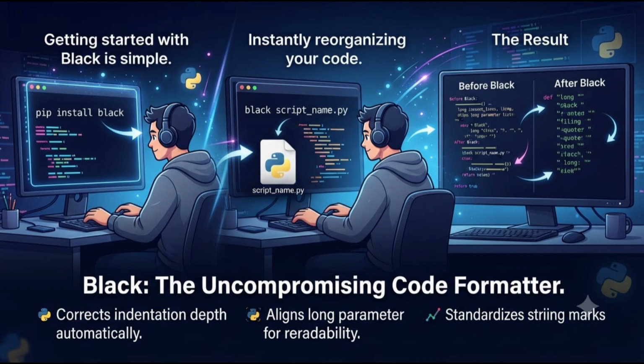Getting started with Black is just as simple. Open your terminal and run pip install Black. Once installed, apply it to your source code by running Black script_name.py. As soon as you execute this command, you will witness Black instantly reorganizing your code structure, correcting indentation depth, aligning long parameter lists, and standardizing string quotation marks across the entire file automatically.